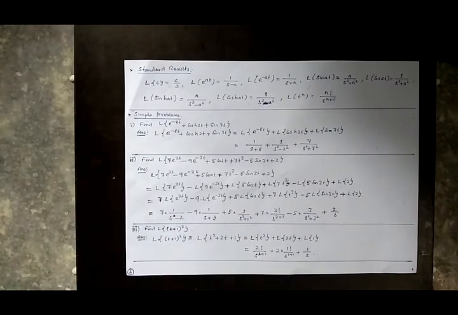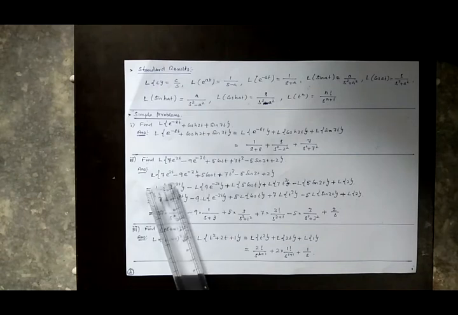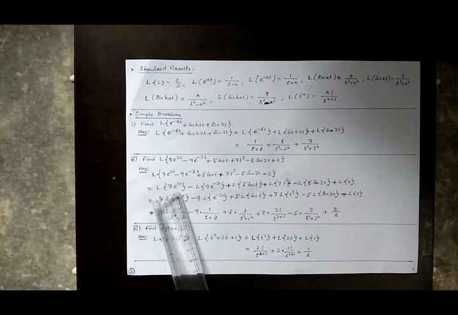Find the Laplace transform of 7 e power 2t minus 9 e power minus 3t plus 5 cos t plus 7t cube minus 5 sin 3t plus 2. The Laplace transform of this expression will be equal to the Laplace transform of the first term minus the Laplace transform of the second, and so on. So now let us see the Laplace transform of each and every term one by one. In the first term, 7 is constant, so you can keep 7 as it is. 7 into Laplace transform of e power 2t. The Laplace transform of e power 2t is 1 by s minus 2.